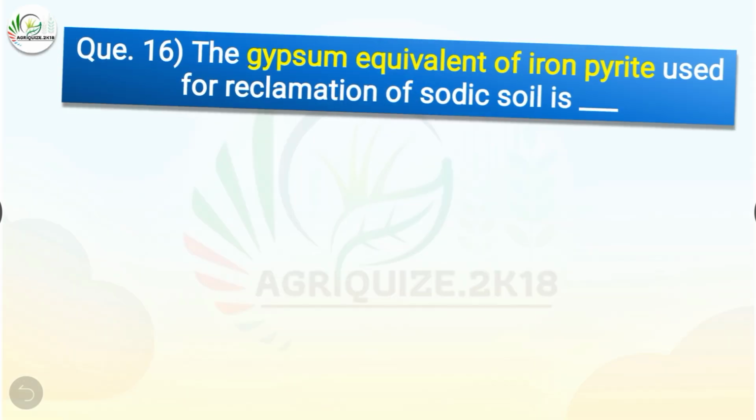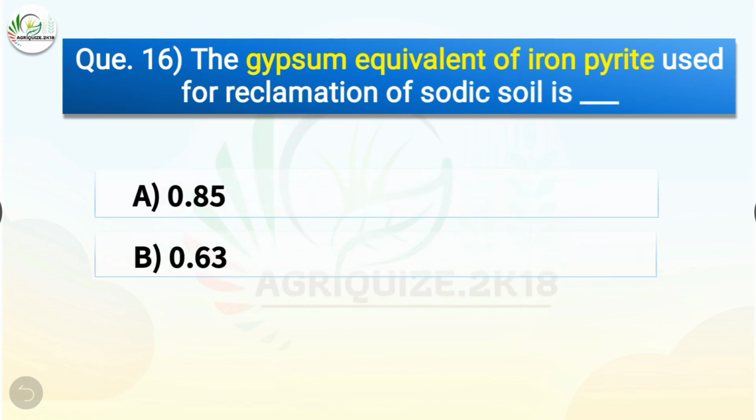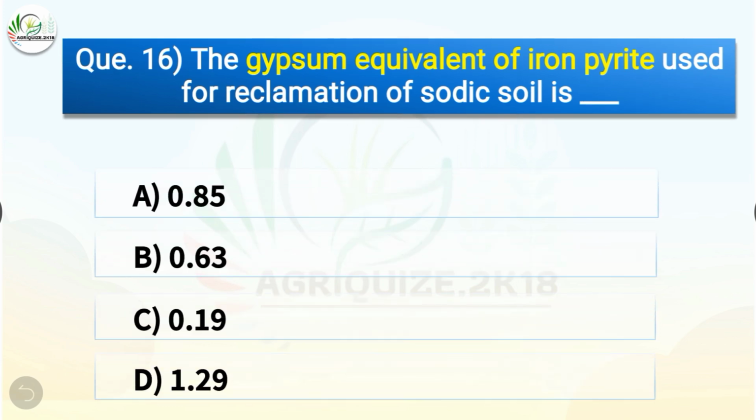Question number 16. The gypsum equivalent of iron pyrite used for reclamation of sodic soil is dash. The options are 0.85, 0.63, 0.19, or 1.29. The correct answer is option B, 0.63. So the gypsum equivalent of iron pyrite used for reclamation of sodic soil is 0.63.